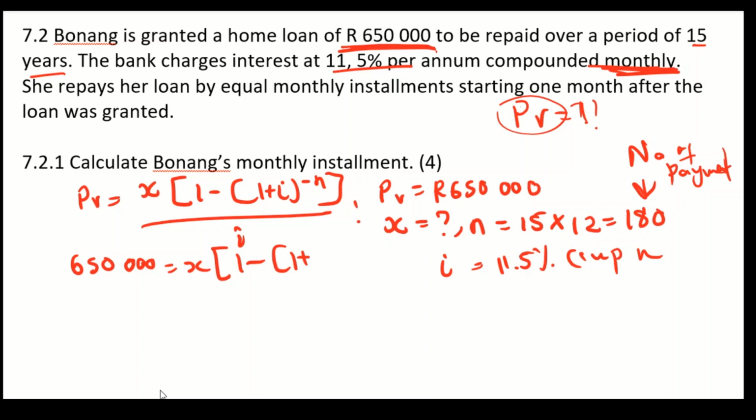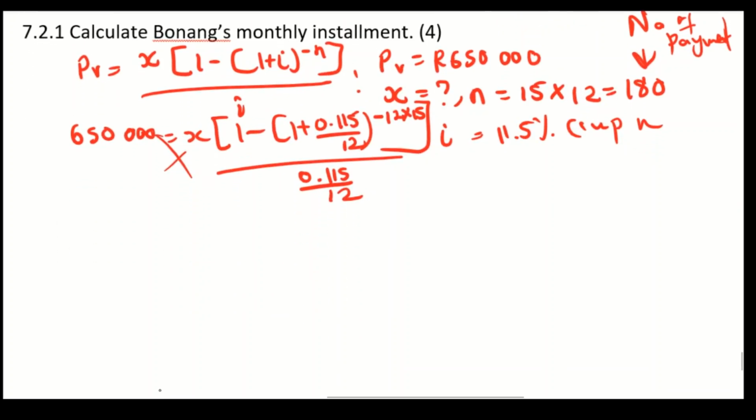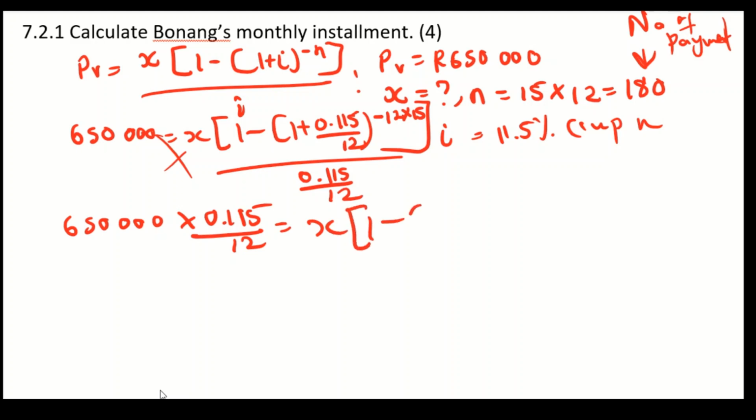I'm getting 0.115 over 12 because it's compounded monthly, minus 12 times 15 years, and then divide by 0.115 over 12. Cross multiply, because we're looking for x, we are going to have 650000 multiplied by 0.115 over 12 is equal to x into 1 minus 1 plus 0.115 over 12 to the power of minus 12 times 15, right?